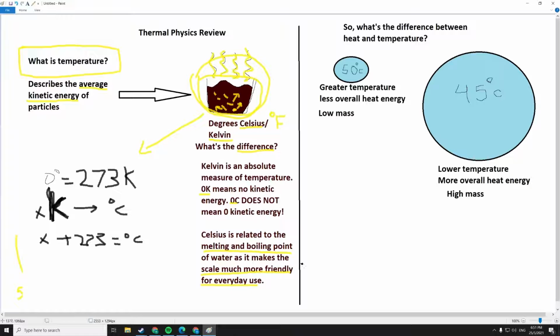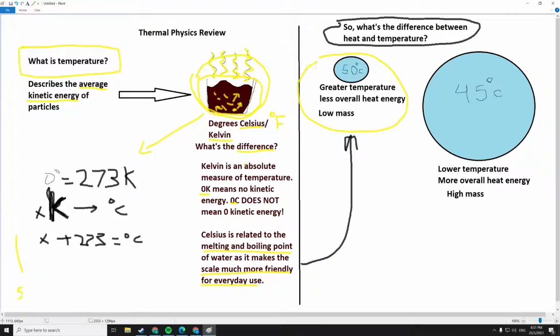And that brings us to the next point. What's the difference between heat and temperature? Over here what we have is two masses of water. The first one is a relatively small body of water. It has a low mass and a temperature of 50 degrees Celsius. On the right, we have a really big mass of water, like a big pool or something, but it has a lower temperature of 45 degrees Celsius and a greater mass. So the question is, which one has more heat energy? Now obviously you can see the answer here, that the one on the left has less overall heat energy while the one on the right has more.